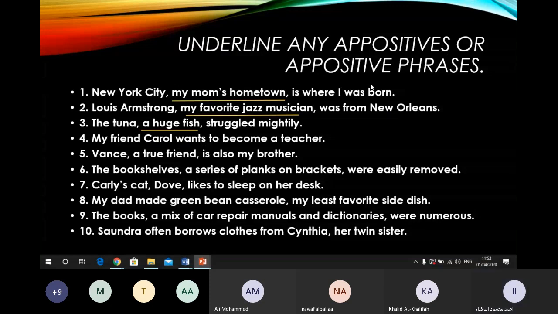Number 4, Khalid Al-Khalifa. My friend Carol wants to become a teacher. It is Carol. Bravo. So here we have my friend is a noun and Carol another noun. And we brought Carol here to identify the friend. So Carol is considered to be an appositive, only an appositive, not an appositive phrase, because it's only one noun.